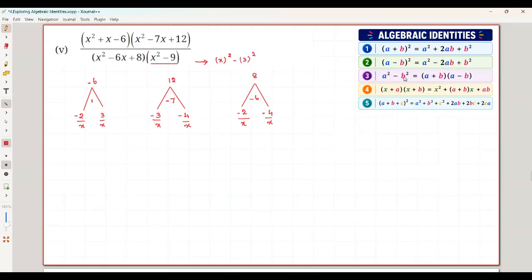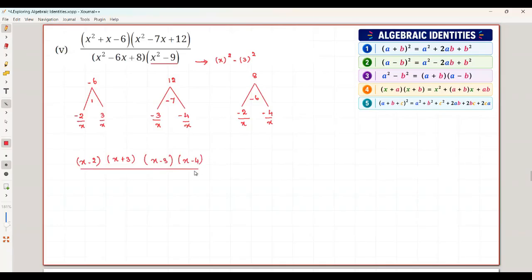A square minus b square means (a plus b)(a minus b) format. I have to split this alone. Balance everything you write. So instead of x square plus x minus 6, the answer is (x minus 2)(x plus 3). This is the factor. Next, for x square minus 7x plus 12, we have (x minus 3)(x minus 4). Numerator is over.